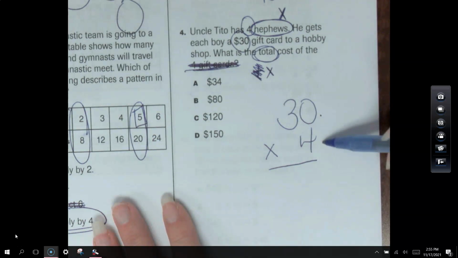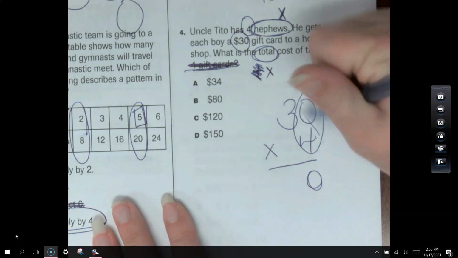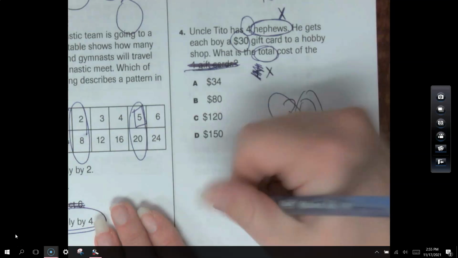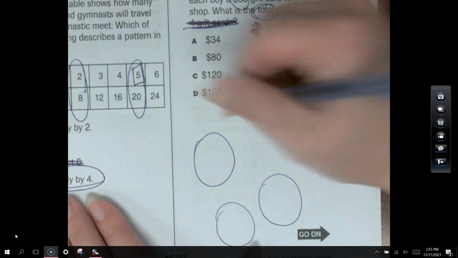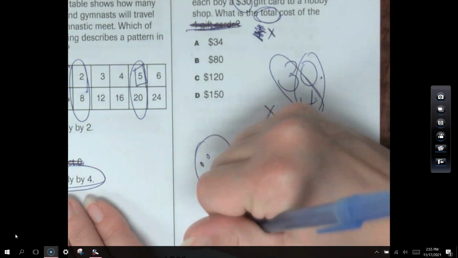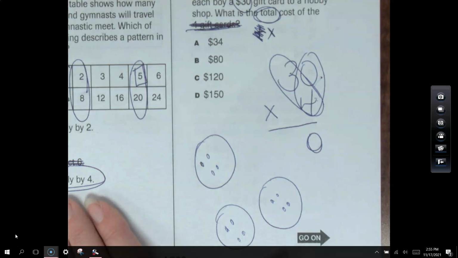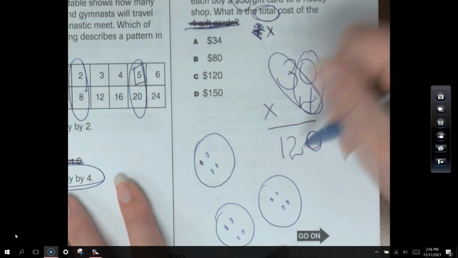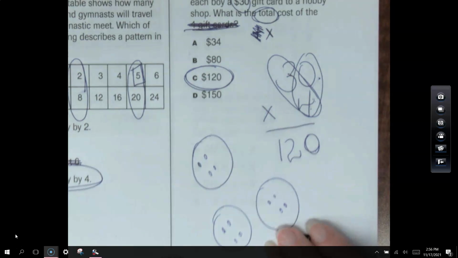0 times 4 is 0. What is 3 times 4? If you do not know what 3 times 4 is, you will need to draw 3 groups and put 4 in a group. And then you will need to count your dots. Please pause the video now and do that if you need to. 3 times 4 is 12. So the answer is 120. All right, let's turn our page.